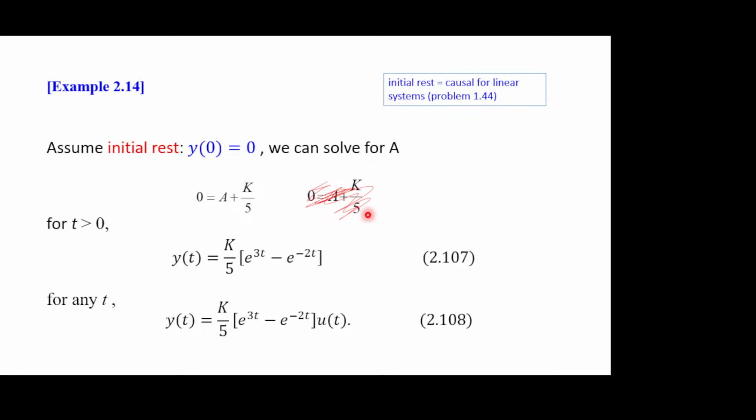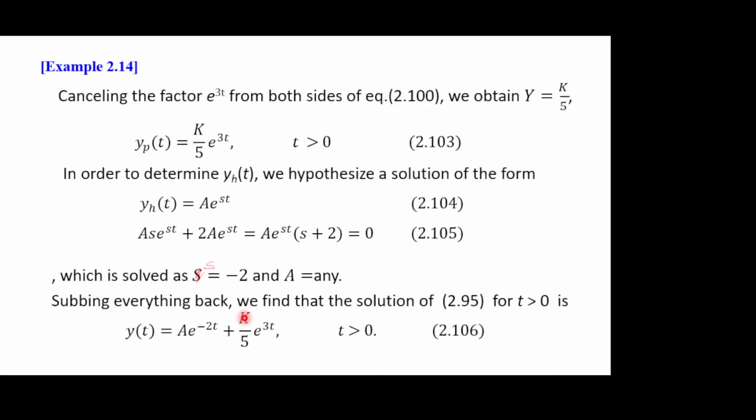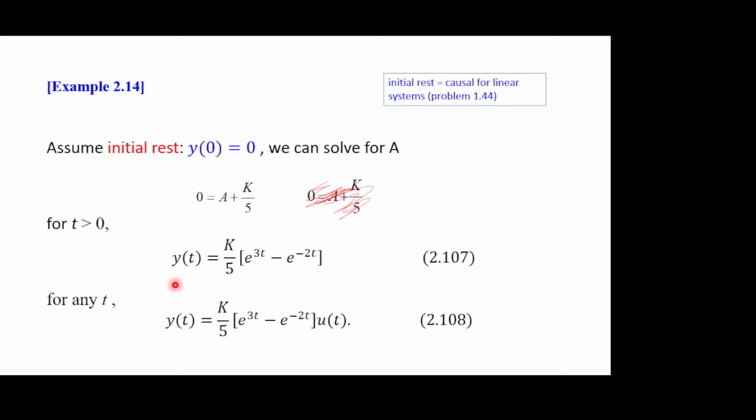For t bigger than 0, y of t will just be k over 5 times e to the 3t minus e to the minus 2t. For t less than 0, because we assume initial rest, y is 0 for all t less than 0. So you want to combine this with the fact that y of t equals 0 for all t less than 0. Then you put the extra u of t here. So for all t, y of t is equal to this thing.